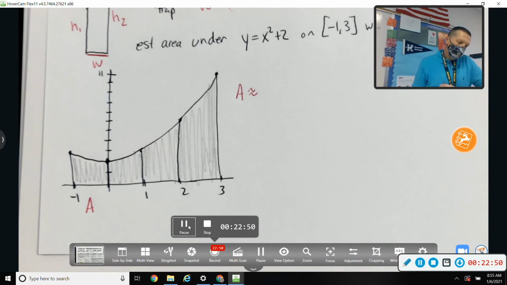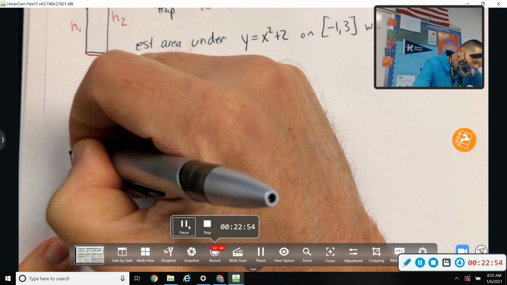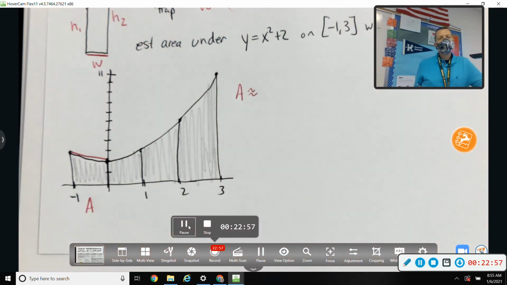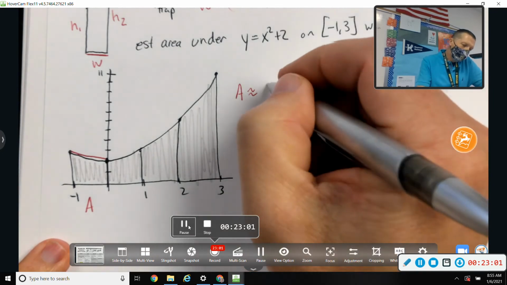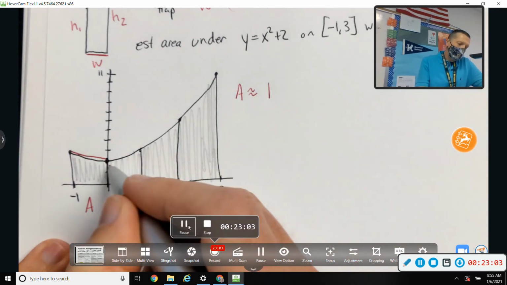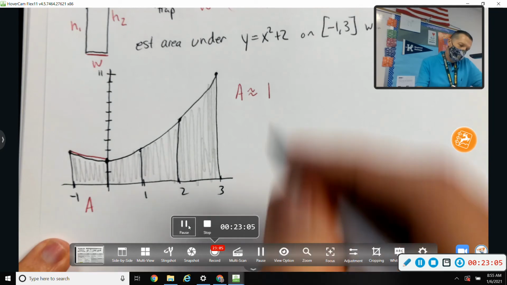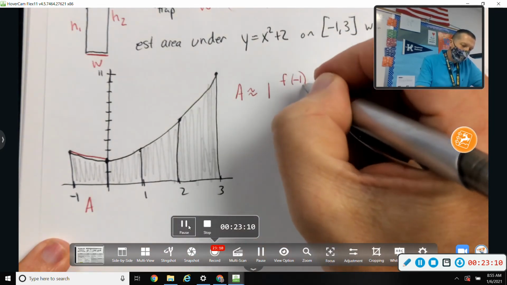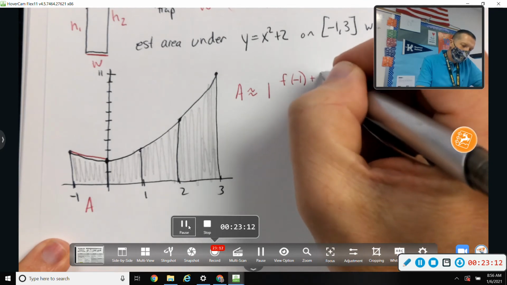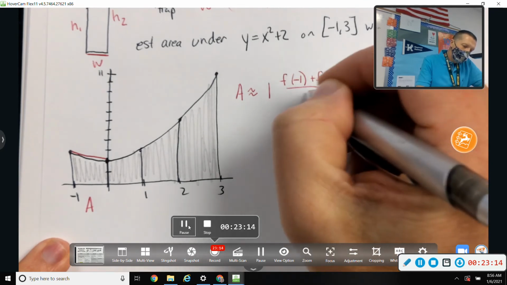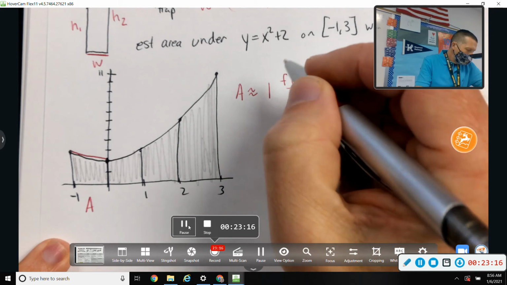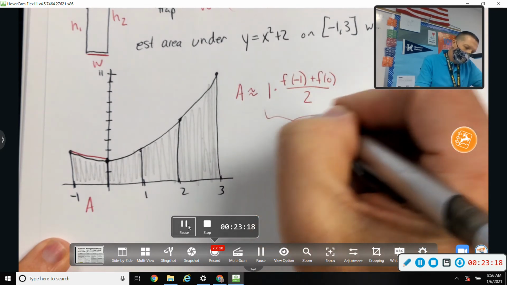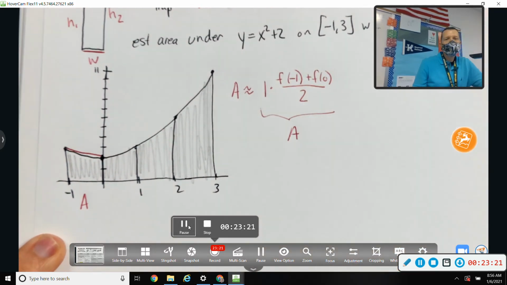So, trapezoid A. It's hard to sketch that in there. So what we called the width is 1, and then we need the average of the two heights. So I guess you could find them, but I'm going to do it as function notation here. So there's trapezoid A, the width times the average height.